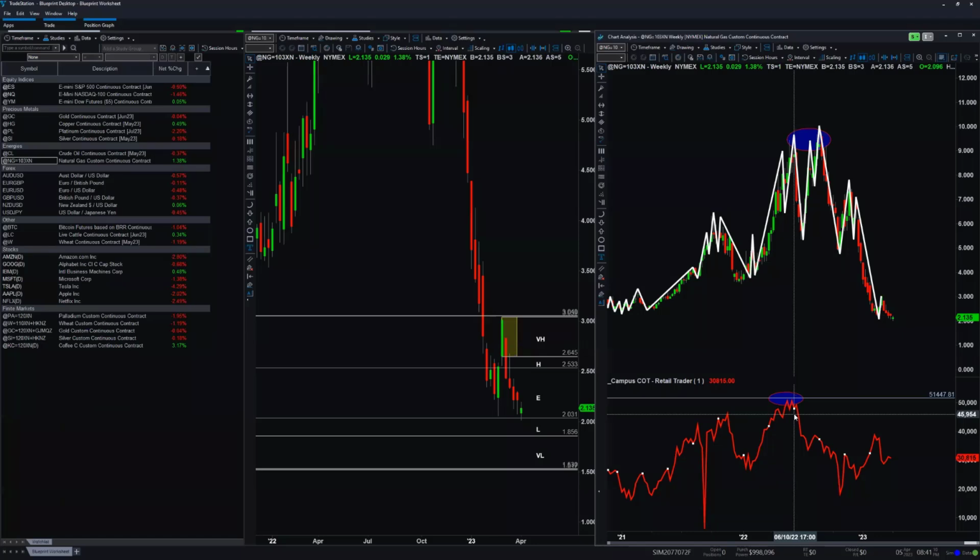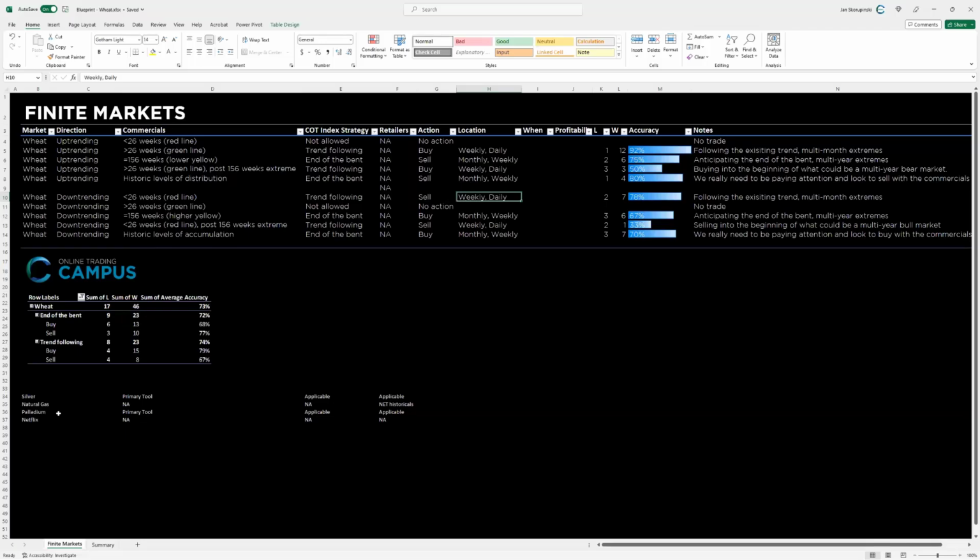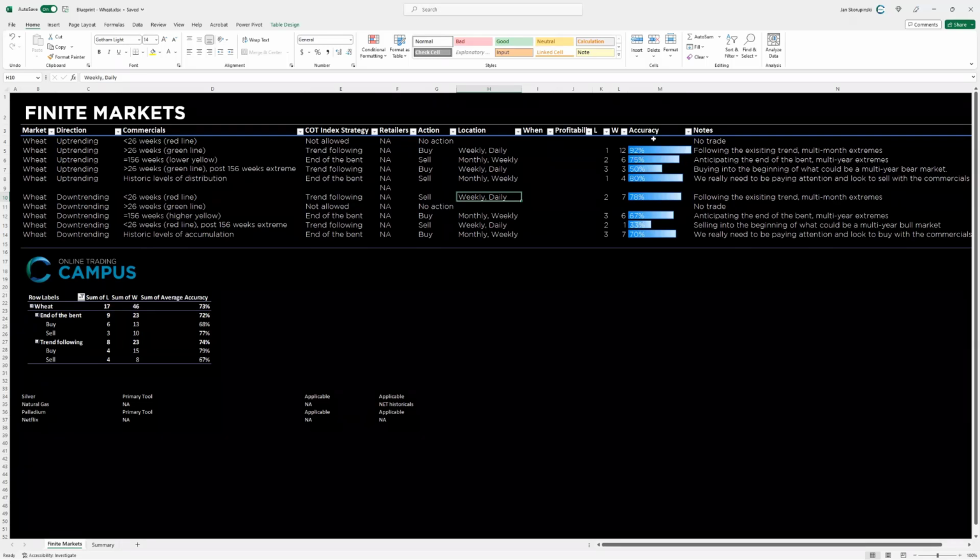And it's important for me to show you those two extremes, right? So I showed you natural gas where it was like, oh, it doesn't work at all. You would be better just doing the opposite. And then you have a market like wheat or palladium or silver, where you have a very solid accuracy and track record. And so you have those two extremes.